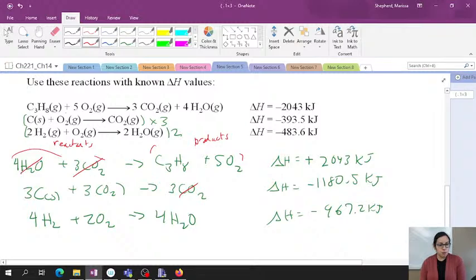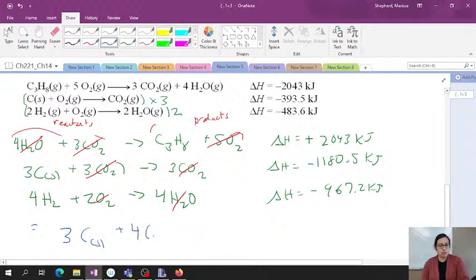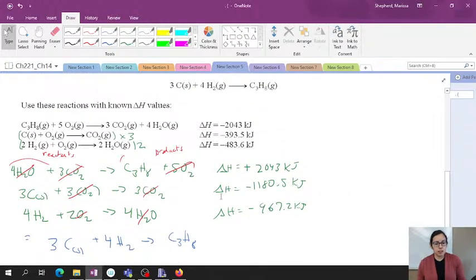What else do we have? 4 waters, 5 oxygen, 3 plus 2 is 5, so that works. And then it looks like we are left with what we desire. So I'm just going to rewrite it. So 3 equivalents of carbon plus 4 equivalents of hydrogen give us 1 equivalent of propane. And so again, just double check. Yes, it matches with what we wanted, so that works out. And the states are also appropriate, so that's good.